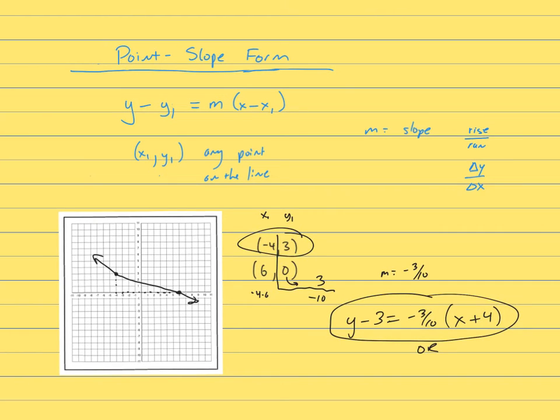Or a second version, if I use the other point, let me switch to red here. If I use 6, 0, y minus 0 equals negative 3/10 times x minus 6. Both these equations, if you were to rearrange them, would give you the same slope-intercept form, but they're in point slope form. So both of these are correct because I can use either point when I plug in with that same slope. So that's point slope form.